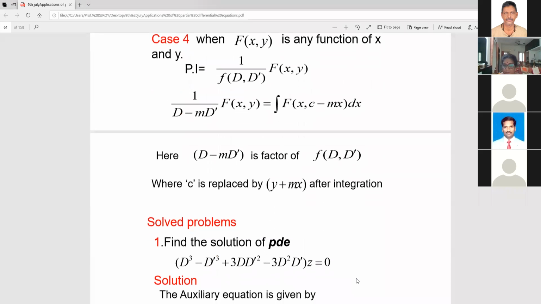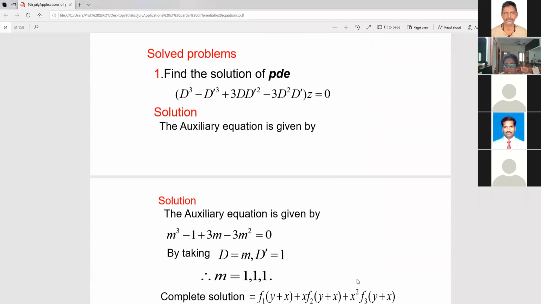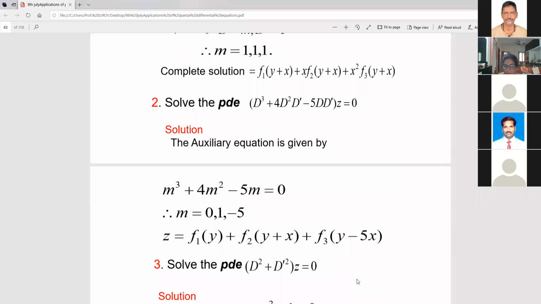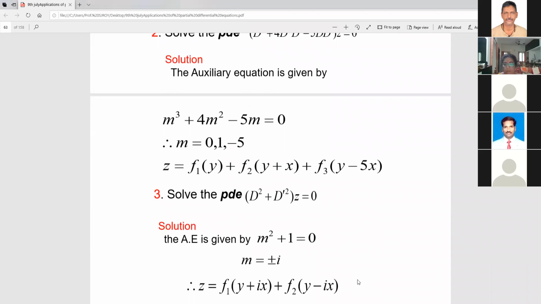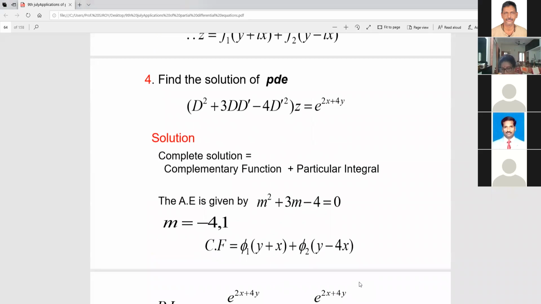So this is the idea. Similarly, these are all solutions. I hope you can do it very easily once you have this idea.